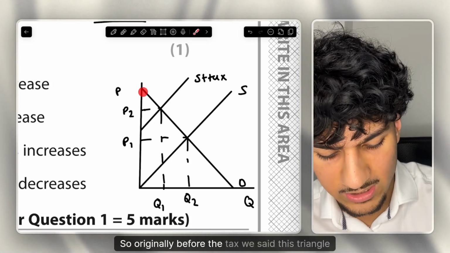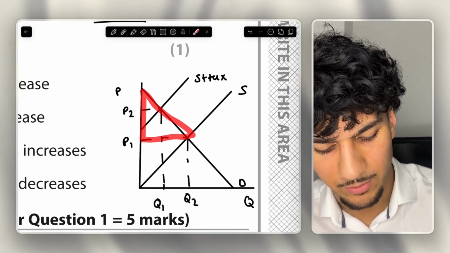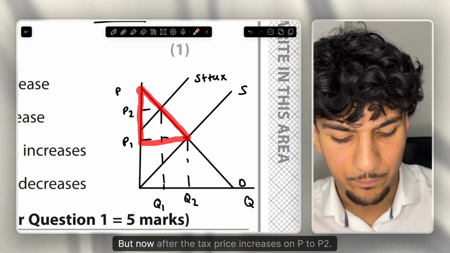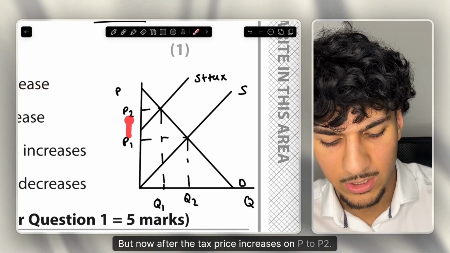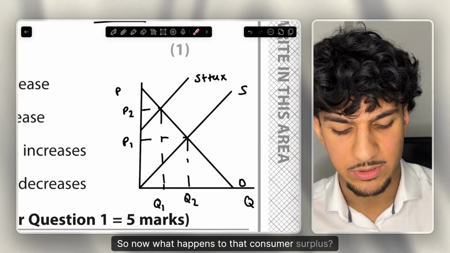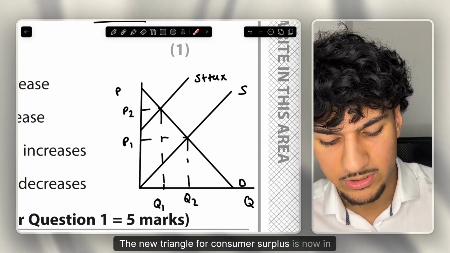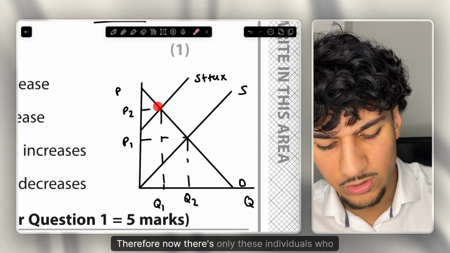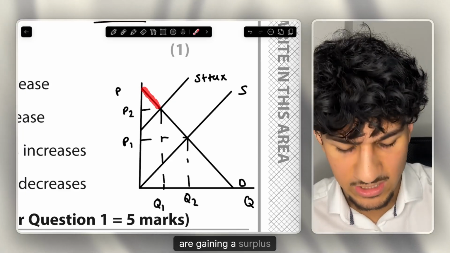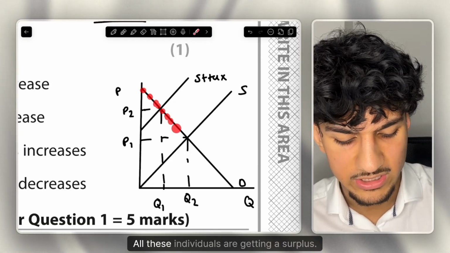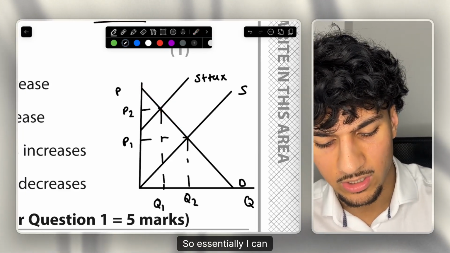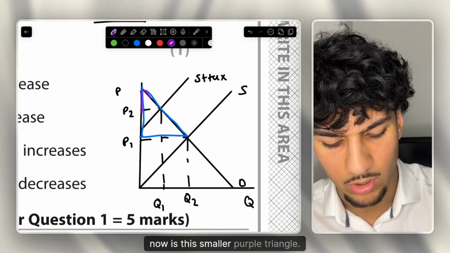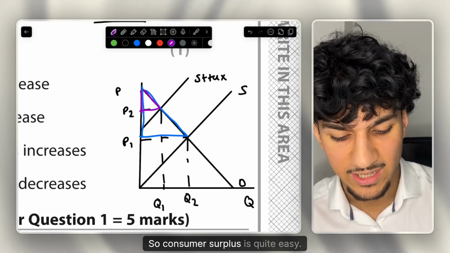So originally, before the tax, this triangle here, I drew it a bit bendy, is the consumer surplus. But now, after the tax, price increases from P1 to P2. So now what happens to that consumer surplus? The new triangle for consumer surplus is now in fact this tiny triangle. As prices increased, now there's only these individuals who are gaining a surplus, rather than all these individuals who used to gain a surplus. So essentially I can draw it in. It used to be this massive blue triangle, and now it is this smaller purple triangle. So consumer surplus is quite easy.